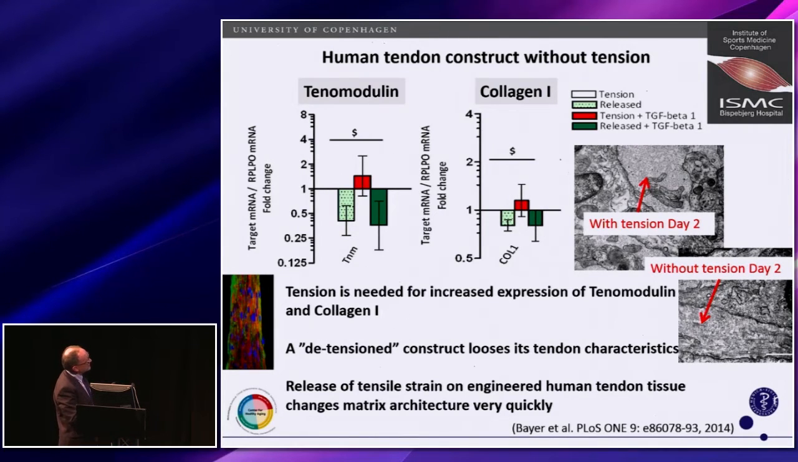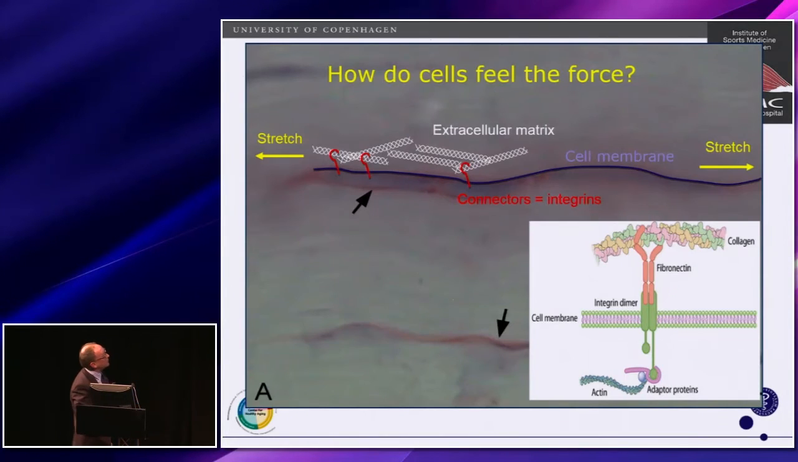So you can say a detensioned construct not only loses the phenotypical expression of being a tendon, but also loses the tendon characteristics, here illustrated as the cross-section area of the fibrils in an EM, and down here just after 2 days, it is not having this uniaxial orientation. This is a model where it only takes 14 days to make the tendon. So it's not like if you had been inactive for 2 days, these things will happen in humans, but it at least illustrates that mechanical loading is extremely important.